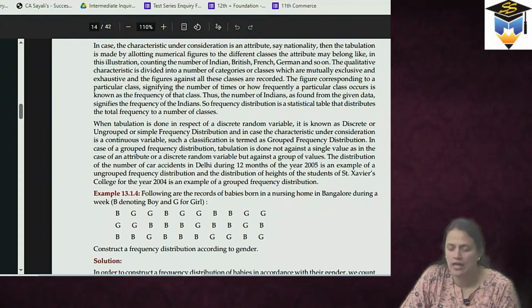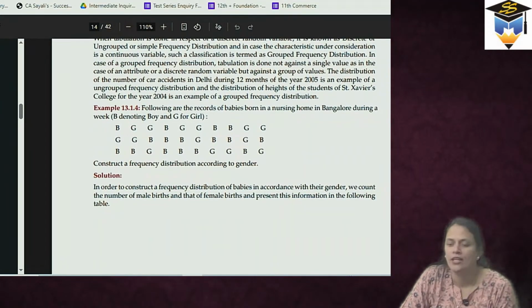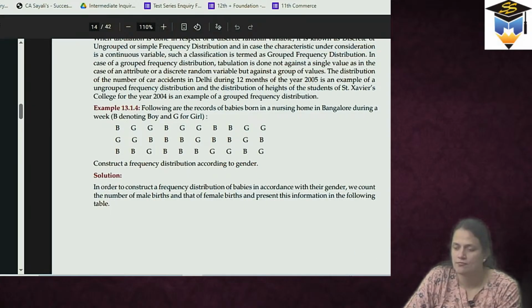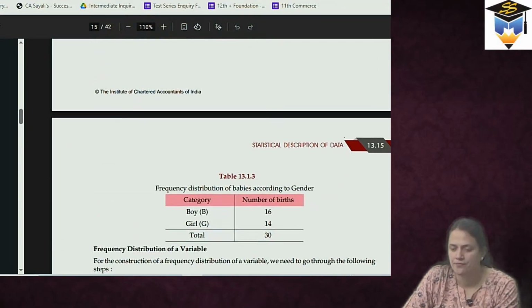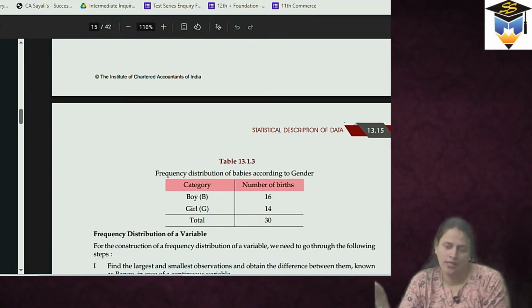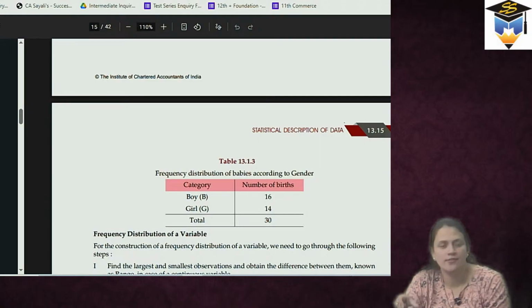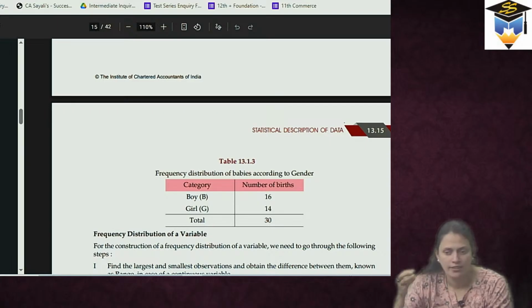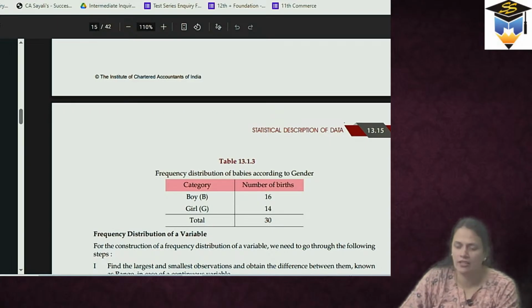So here if you have seen, this example is given in which the boy and girl record is given to us. You have to construct a frequency distribution according to gender. So now how will we do that? If you can see, the category is given to you, number of births is given to you. So how many boys? 16. How many girls? 14. What is the total number of children? 30. Directly just by looking at the table you can see this. So this is called a frequency distribution. Okay. So this gives us a frequency distribution of babies according to their gender.